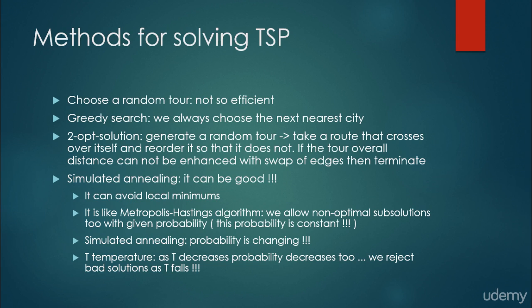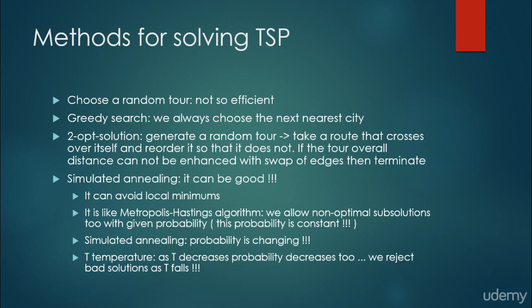So, methods for solving the traveling salesman problem. The most basic solution would be to choose a random tour. It's not so efficient, as you may think. The greedy search is the next one. We always choose the next nearest city. It is a better solution than a random tour, but we can definitely do better. So there's a 2-opt solution: generate a random tour, take a route that crosses over itself and reorder it so that it doesn't. If the tour's overall distance cannot be enhanced with a swap of edges, then this is the end of our algorithm and we terminate.